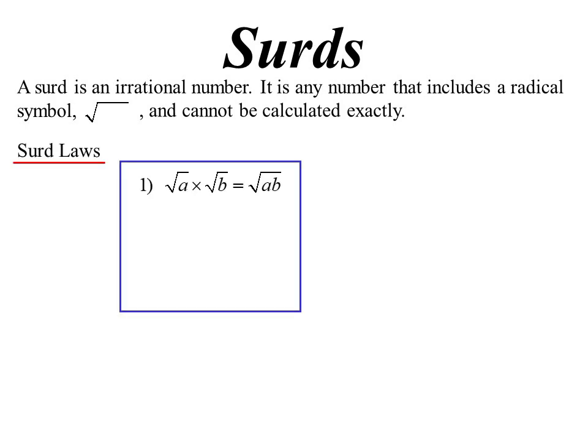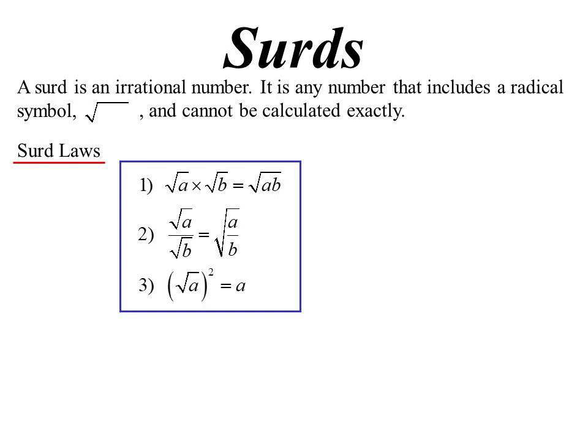Some rules, some laws that allow us to manipulate them. Let's briefly go over them. Remember, if we multiply them together, we can do it that way. So with numbers it means you could find the square root first and then multiply, or you can multiply the numbers together then find the square root. But basically that's the idea that allows us to simplify surds. Division is also true. Find the individual square roots first, or do the division first, doesn't matter.